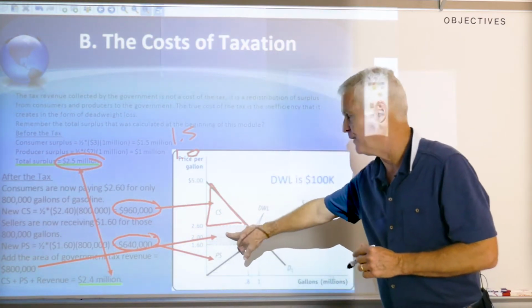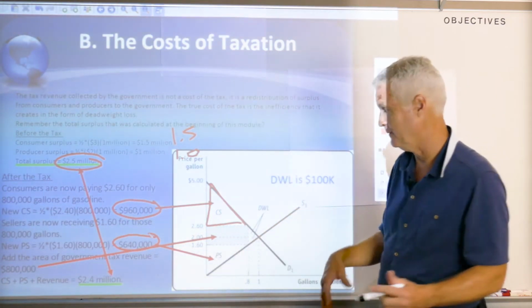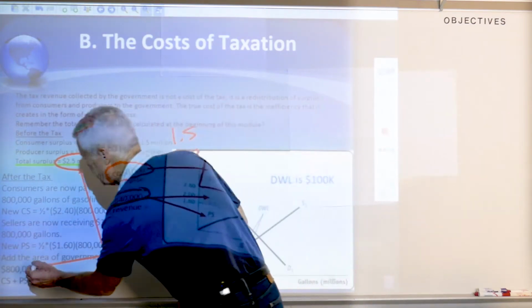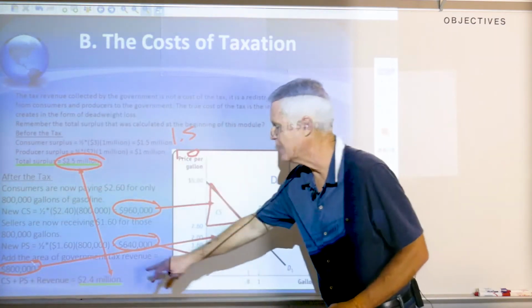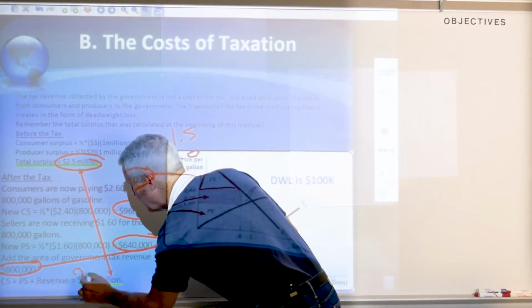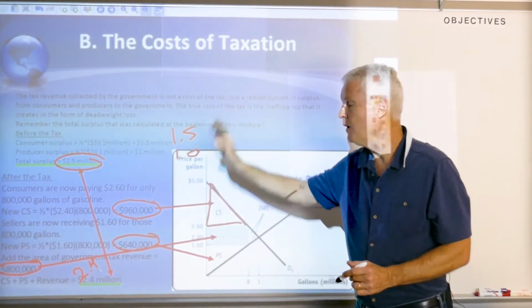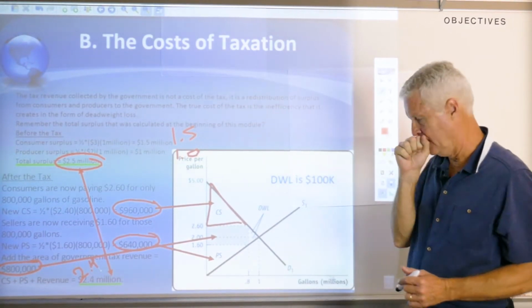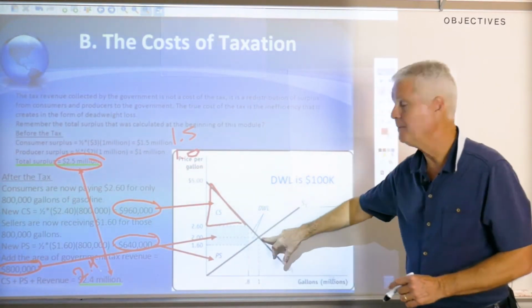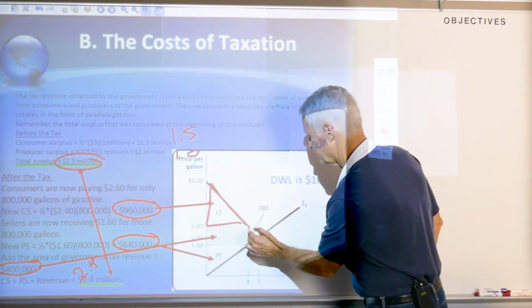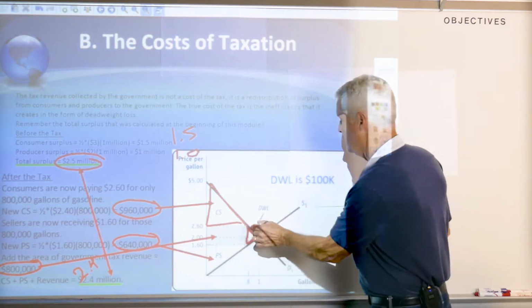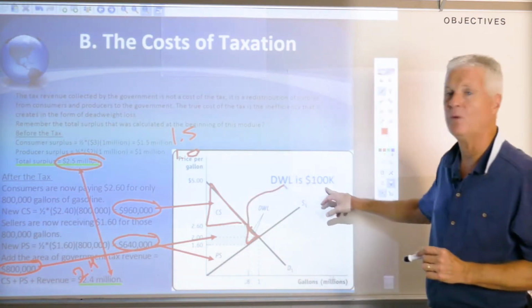Okay, the tax revenue, we just said it's $800,000. That's the $800,000 right here. Add those three together, you get $2.4 million. This was $2.5 million. Where's the other 100,000? Excuse me. It's the deadweight loss. How big's that triangle? Well, we know it has to be $100,000.